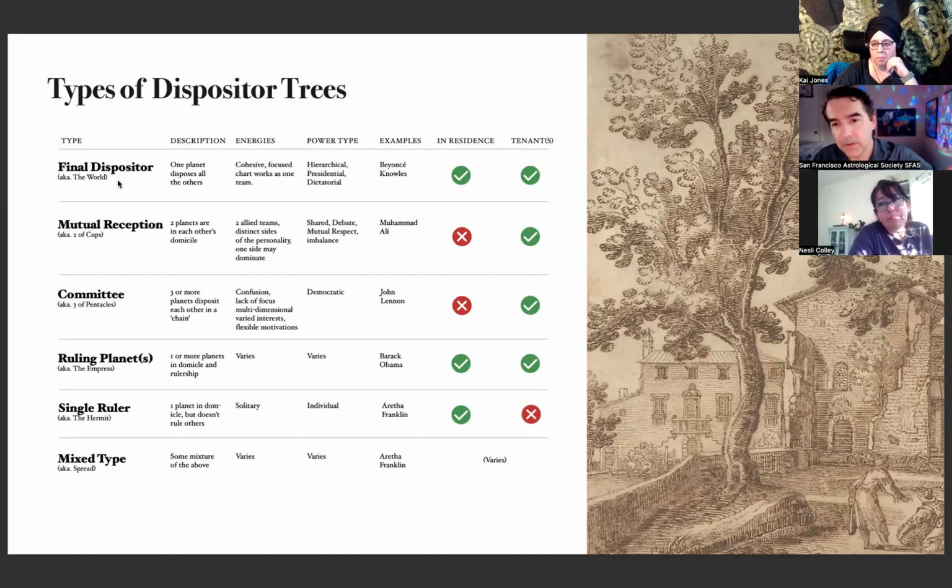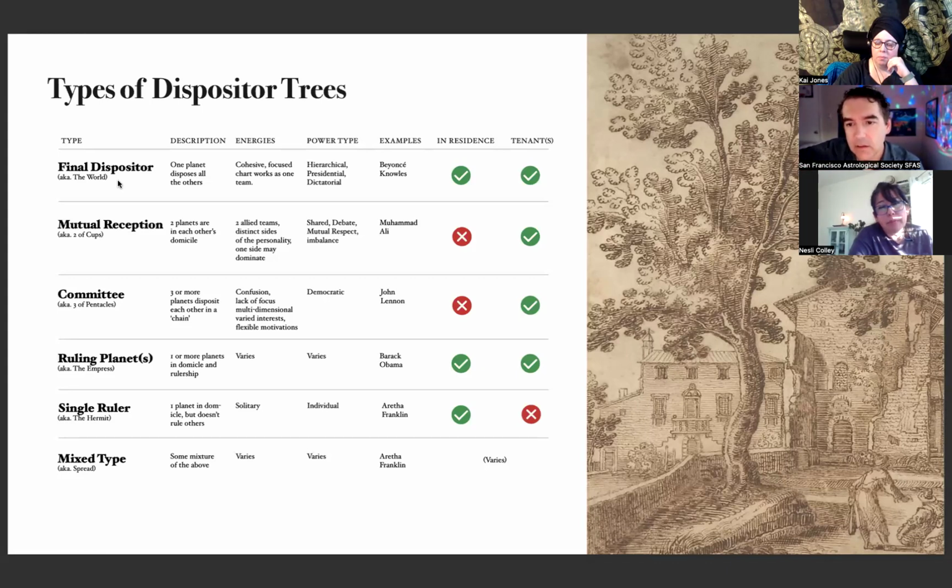The power type that has been proposed is hierarchical, presidential, dictatorial. And we're going to look at Beyoncé's chart. She's an example of this. Here I'm using the term "in residence," which is what I mean by domicile. This means she has Venus in Libra. So Venus is in domicile in Libra, and every other planet in the chart is reporting back to that Venus.